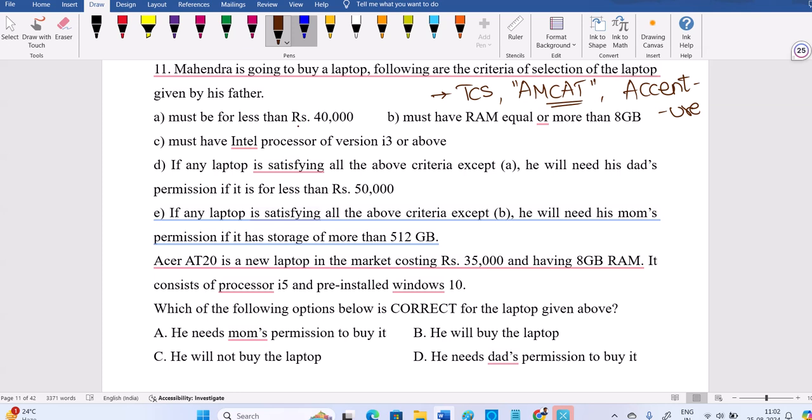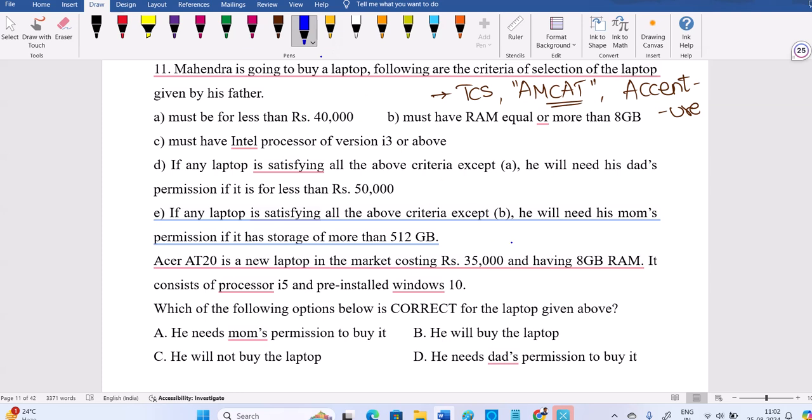If any laptop is satisfying all the above criteria except A, he will need his dad's permission if it is less than 50. If any laptop is satisfying all the above criteria except B, he will need his mom's permission. And it should have storage of more than 512 GB. Now let's see. These three conditions are primary, small a, b, c.